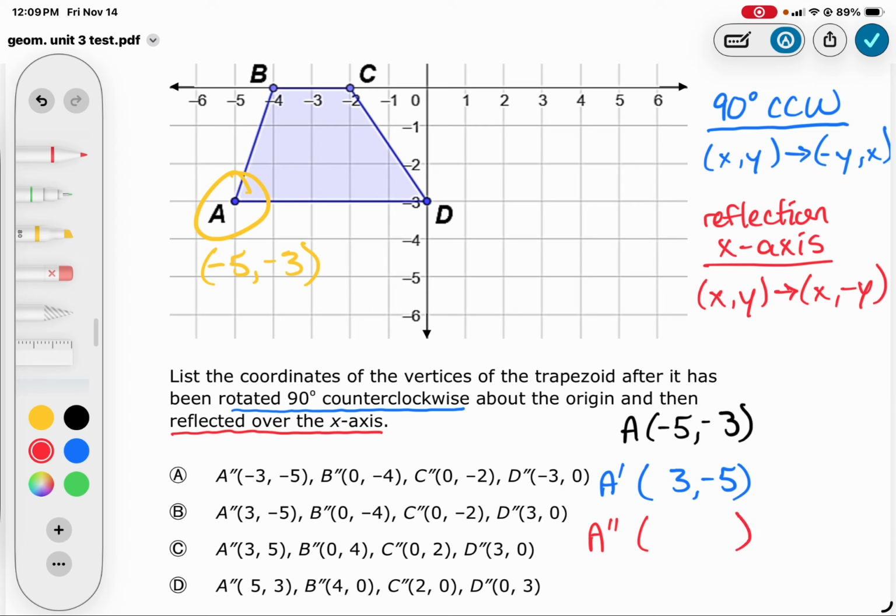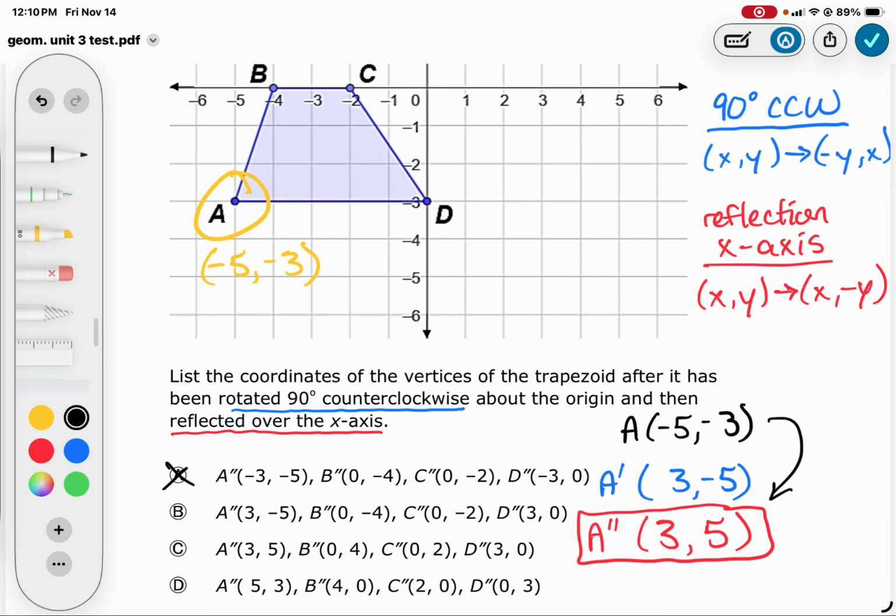Now we need to do the second transformation, which says reflect over the x-axis. When you reflect over the x-axis, the x stays the same and the y value changes to its opposite. So since it was a -5, it's going to change to a +5. And so this is what A should be. After starting out as (-5, -3), it's going to become (3, 5).